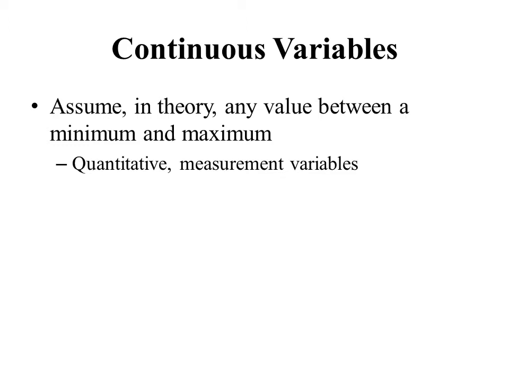Continuous variables, the definition is that they can assume, in theory, any value between a minimum and maximum. And the key word here is any. The continuous variables do not have to be whole numbers. They don't have to be of a certain form. They can, in theory, take on any value between some theoretical minimum and some theoretical maximum. So continuous variables are quantitative. That means that they take the form of numbers, and they often represent measurements of something.